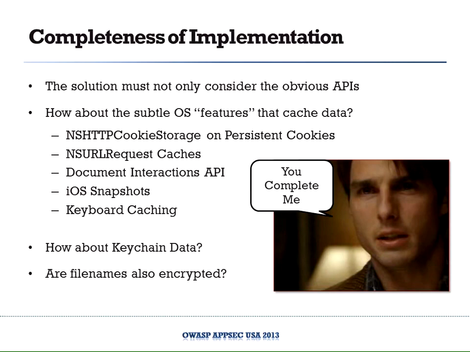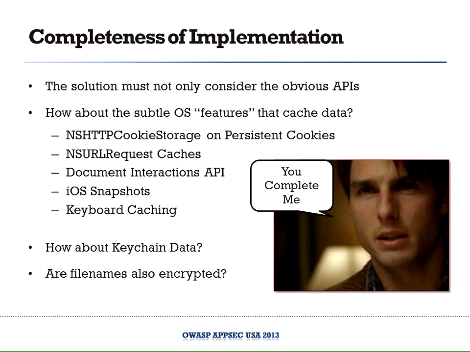Some examples are cookie storage, caches from request objects, document interactions API, which I'll get into further, iOS snapshots, and keyboard caching. But what about keychain data? Should I be hooking keychain data as well?